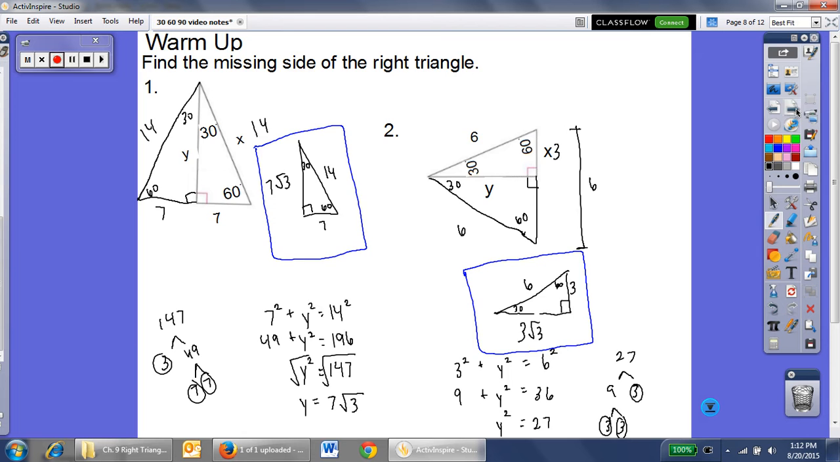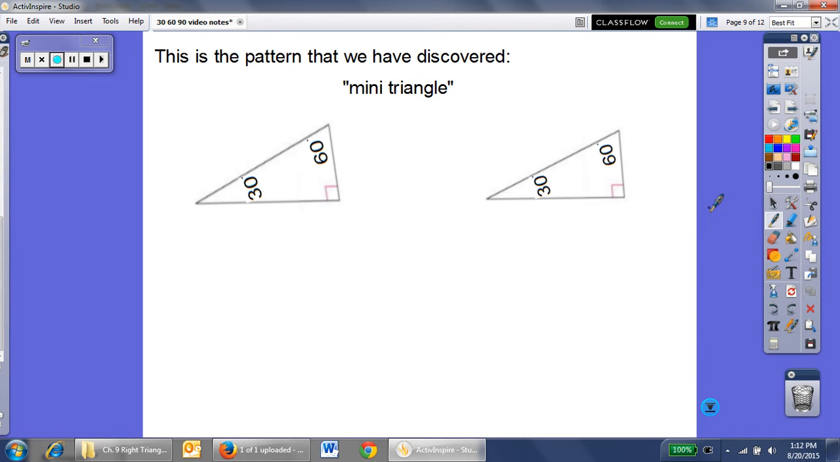Generalizing this, I call this the mini triangle. The mini triangle I use is just the easiest one I can think of, which would be the number 1. If I give you a 1 here, that would mean that the hypotenuse is double, so it has to be 2. And that would also mean that the long leg would have to be the short leg times the square root of 3. This is what I call the mini triangle. You don't really need this one in front here, but I wanted to make sure you saw it since it is the short leg times square root of 3.